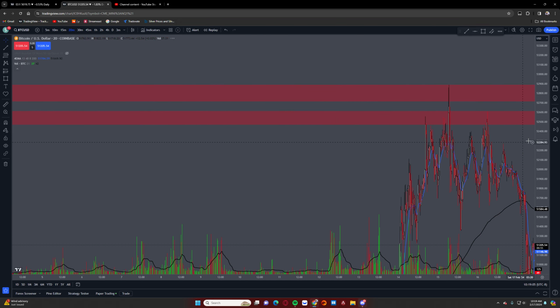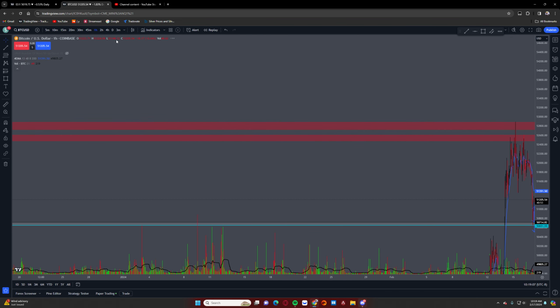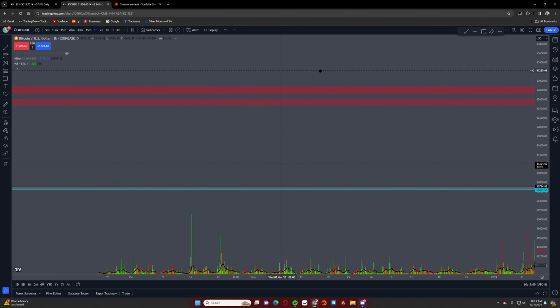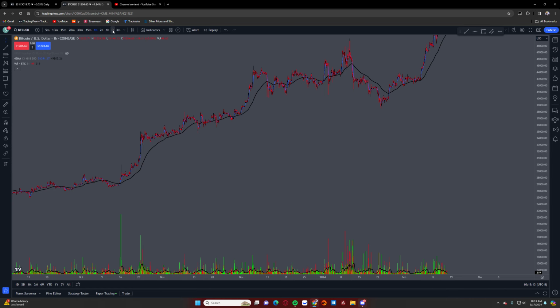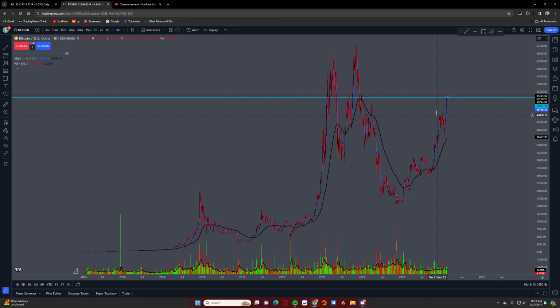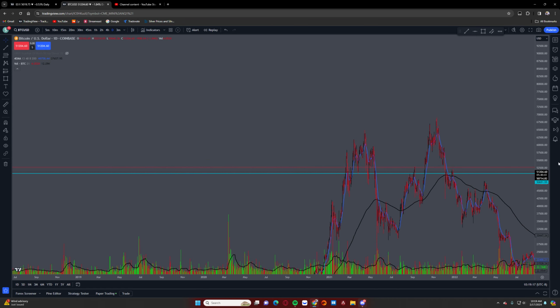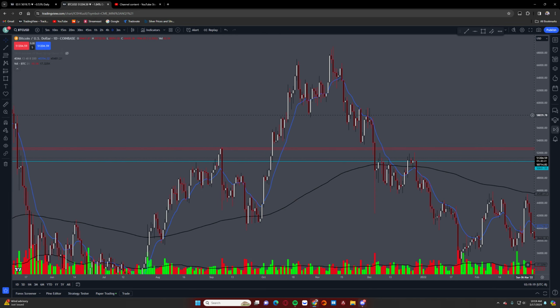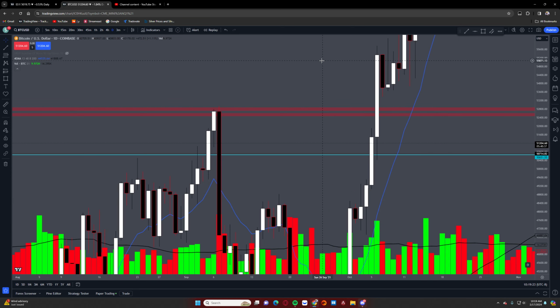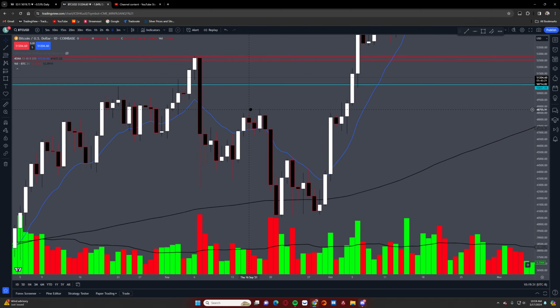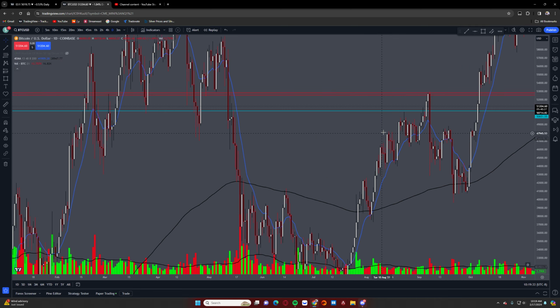Let's try to see if we have retested any of these zones in the past. We're on a daily time frame. Well, would you look at that? Can't make this up. Demand zone came up, touched it, price absolutely dropped. Okay.